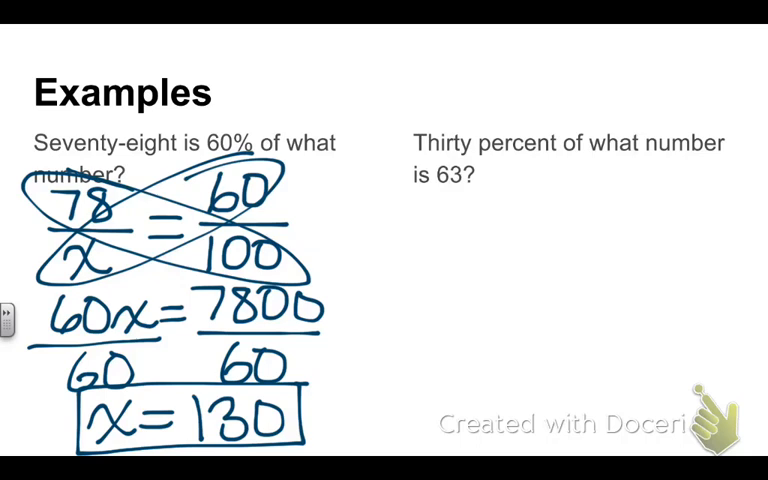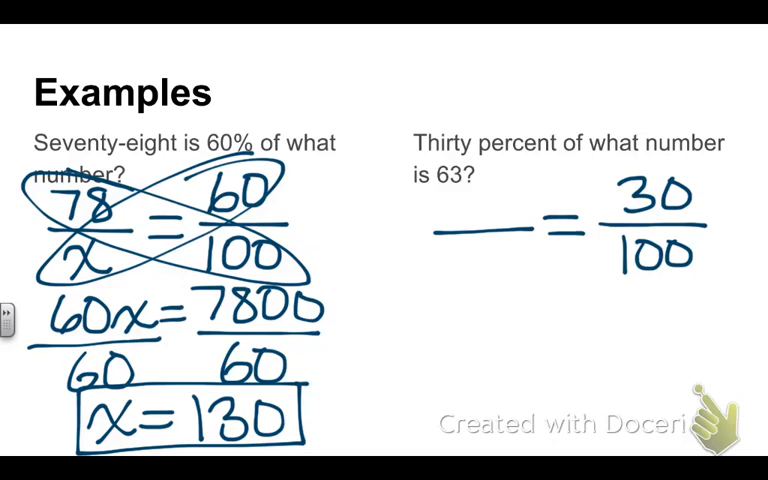All right, the same thing with the last question. 30% of what number is 63? So set up your proportion. 30%, so it's 30, always out of 100. Of what number is 63? The is 63, the part is 63, so that goes on the top. The of is the unknown, that's our x.